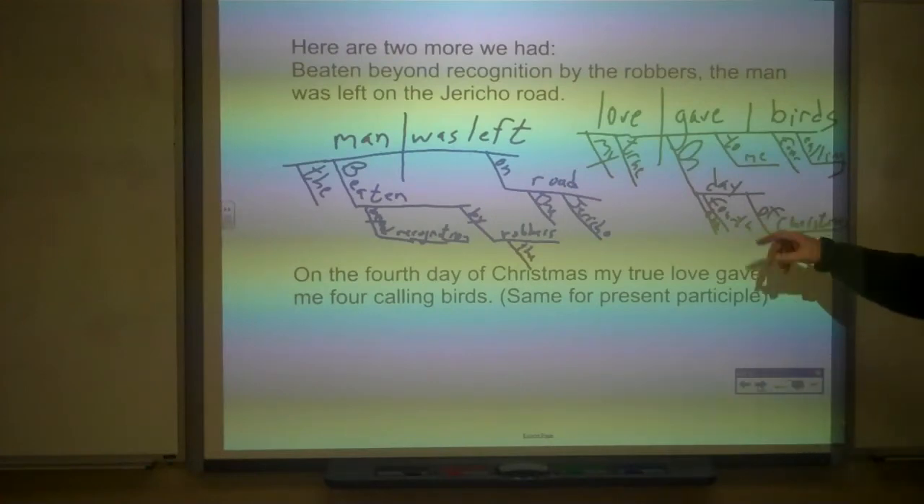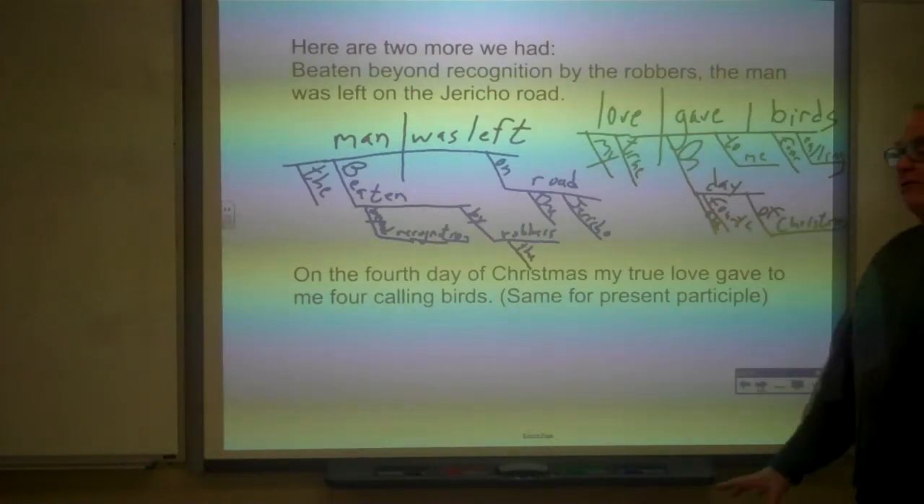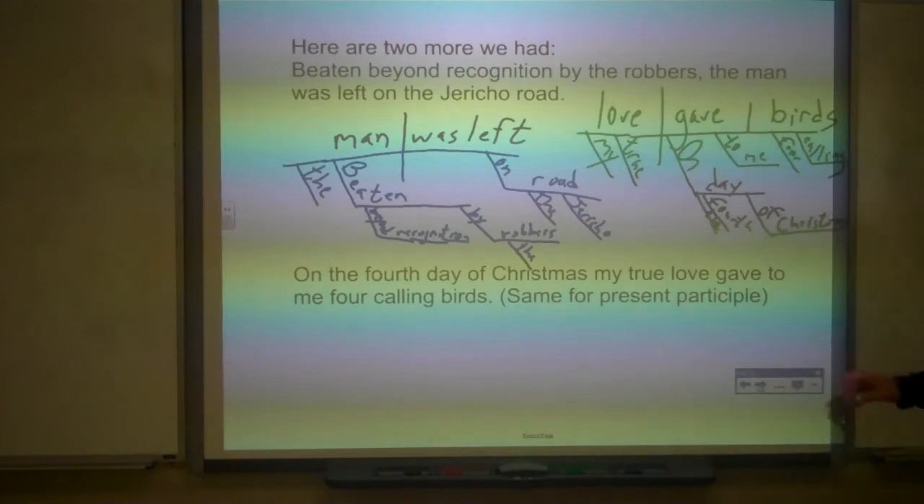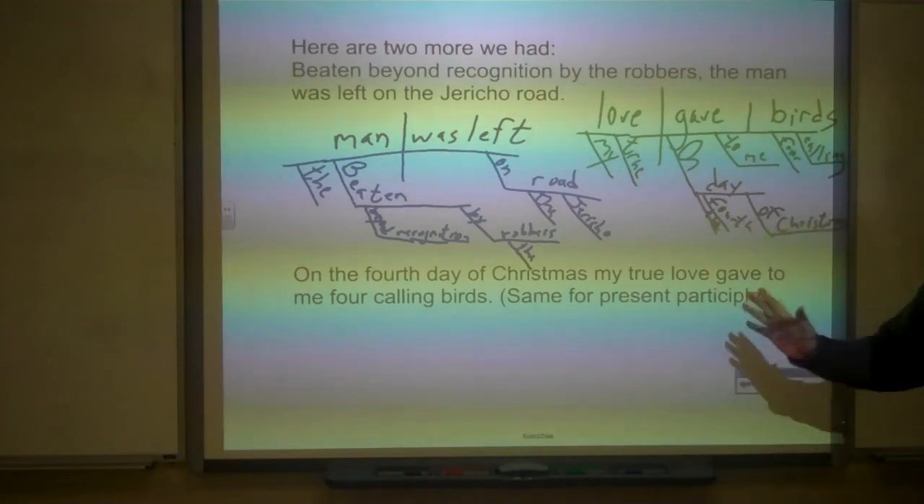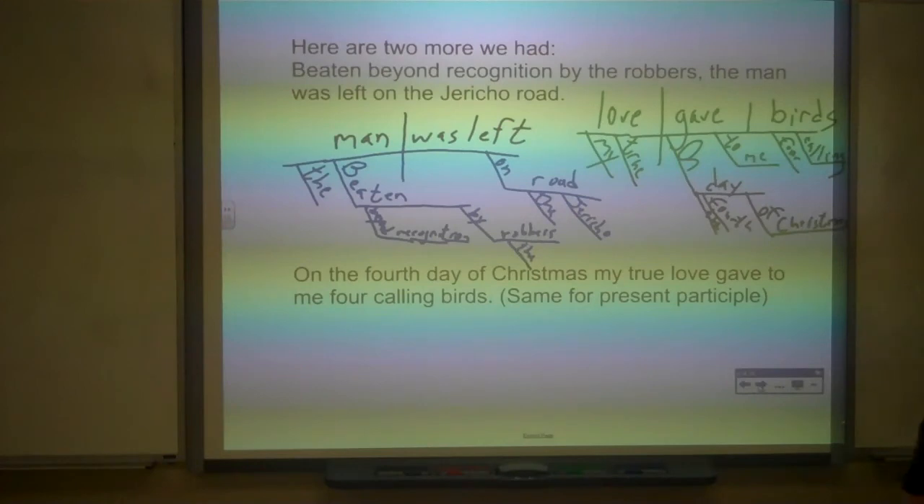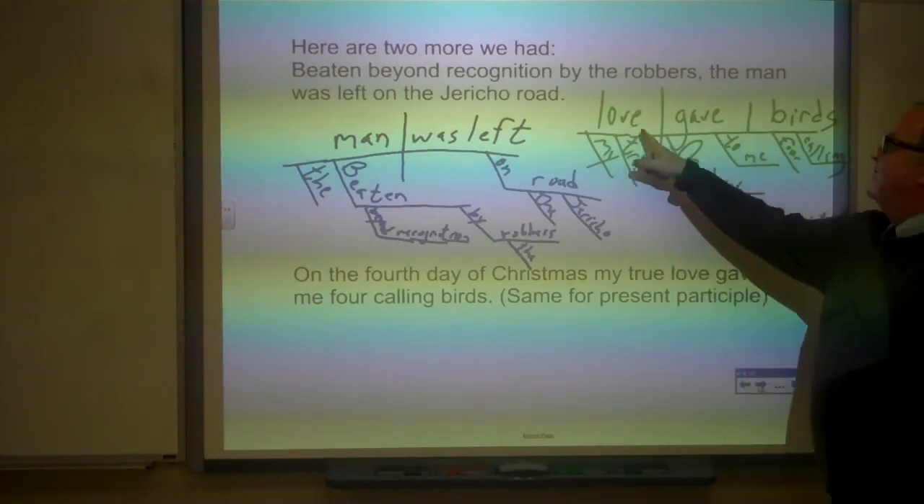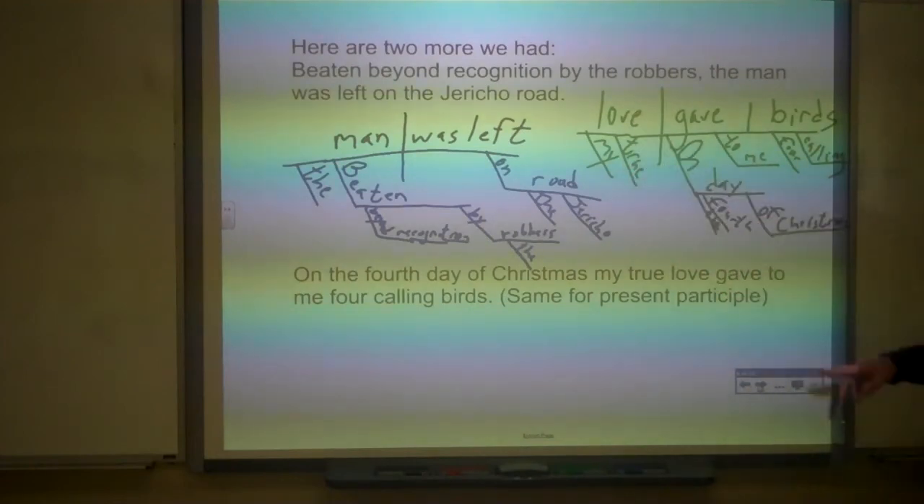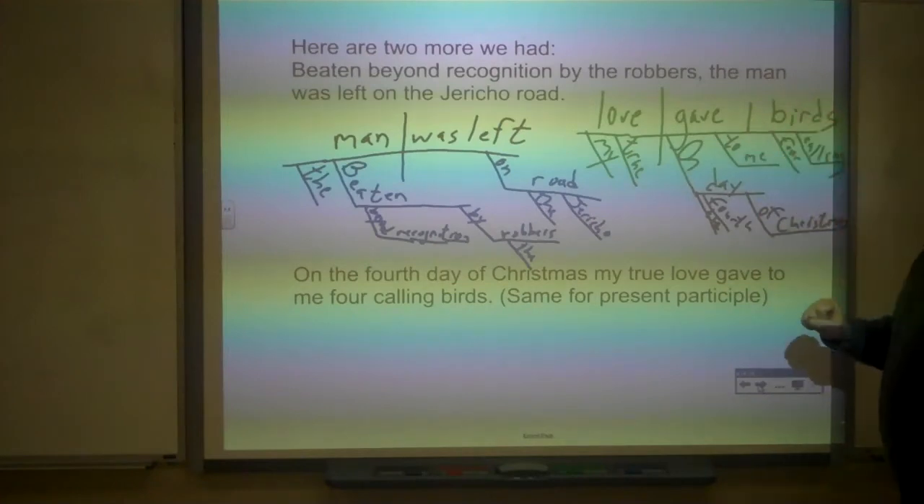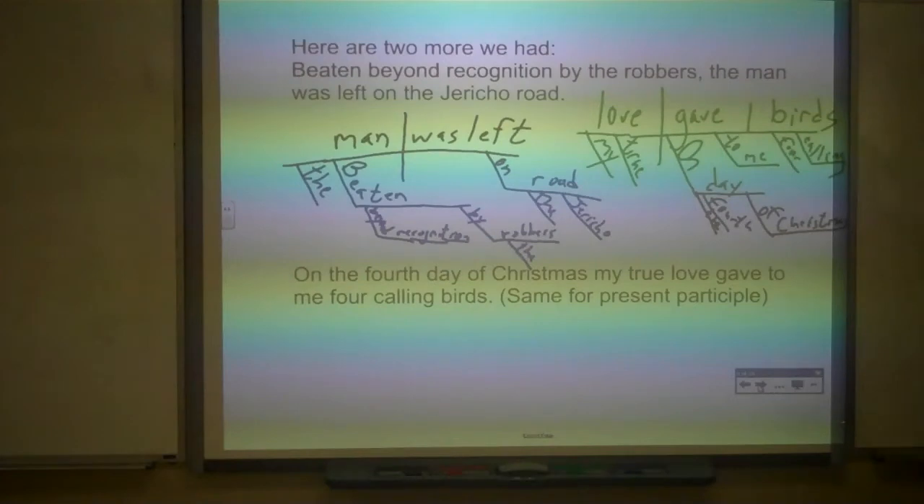Here's another one you may be familiar with. On the 4th day of Christmas, my true love gave to me 4 calling birds. Okay. Works the same for the present participle. Participles are diagrammed the same, whether they're present participles or past participles. So, again, gave is the verb. Love is the subject. My true modified love. Gave what? Gave birds. Birds is the direct object, so you have the vertical line there.